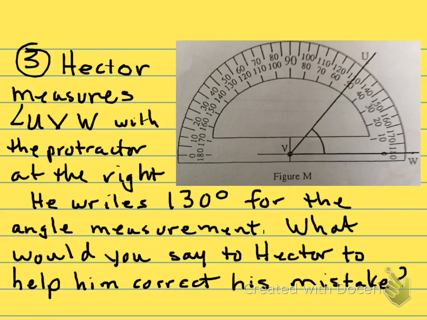On number 3, I'm going to give you a situation that I want you to answer in sentences. Number 3 says Hector measures angle UVW with the protractor at the right. He writes 130 degrees for the angle measure. What would you tell or what would you say to Hector to help him correct his mistake? Please be specific, please be helpful, and please be respectful. Hector wants to learn.